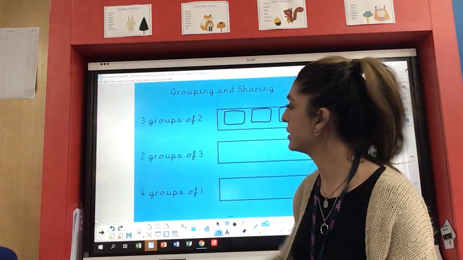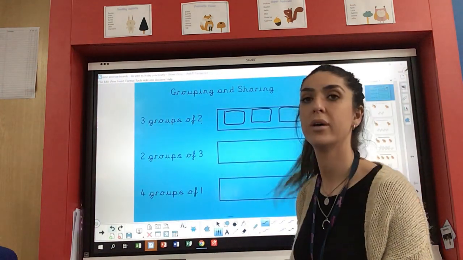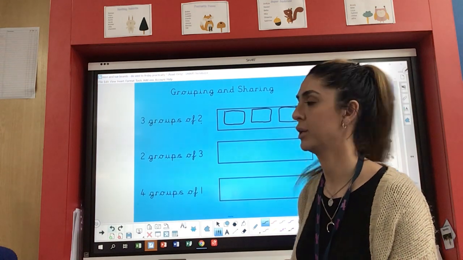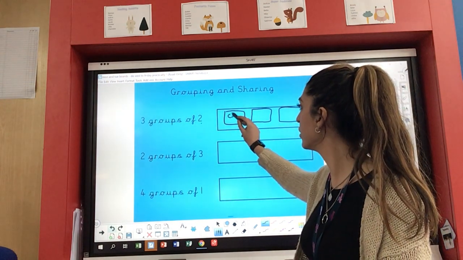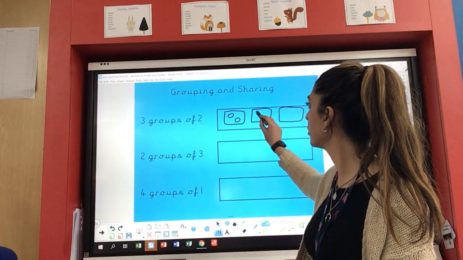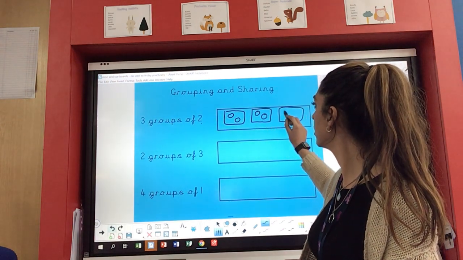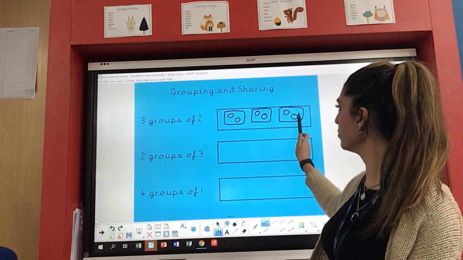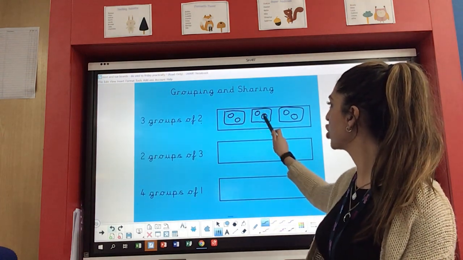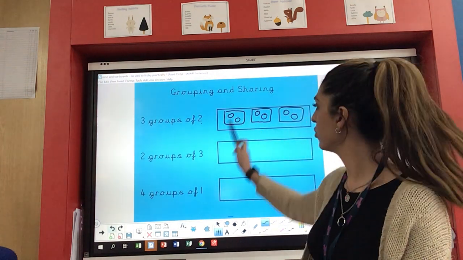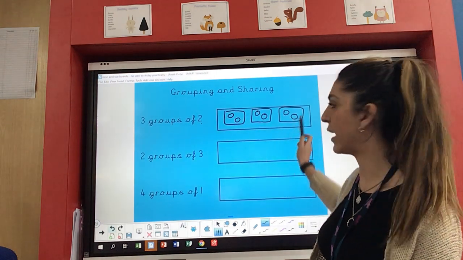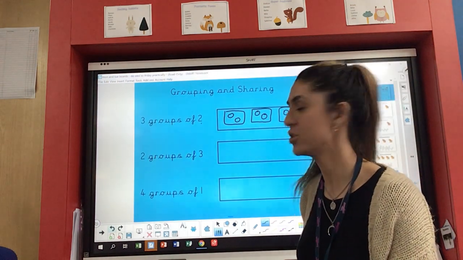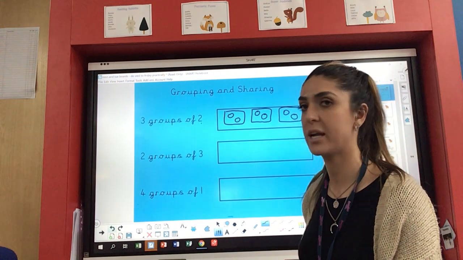And inside each group is going to be two. So I'm going to do two circles in each group. So now I have three groups of two. One, two, three, four, five, six altogether. Three groups of two. Let's have a look at the next one.